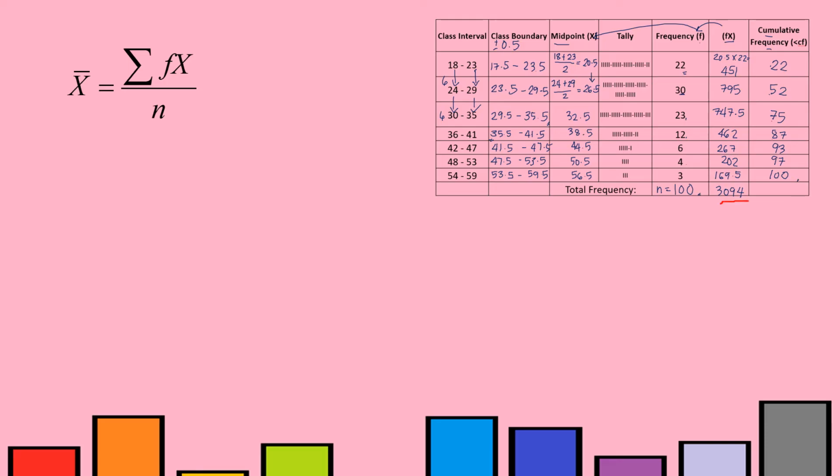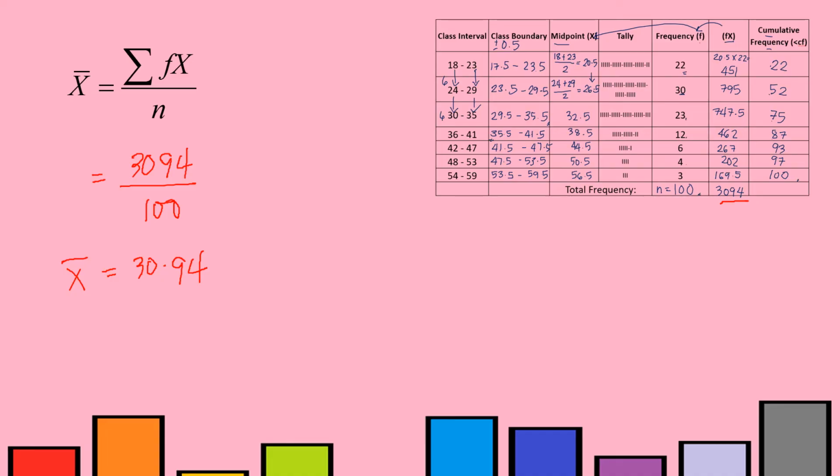The summation of f of x is 3094 divided by the n, which is 100. So the mean is 3094 divided by 100, which is about 30.94. So that is how we compute the mean of the grouped data.